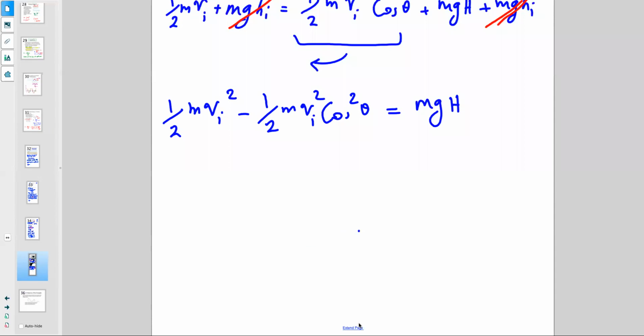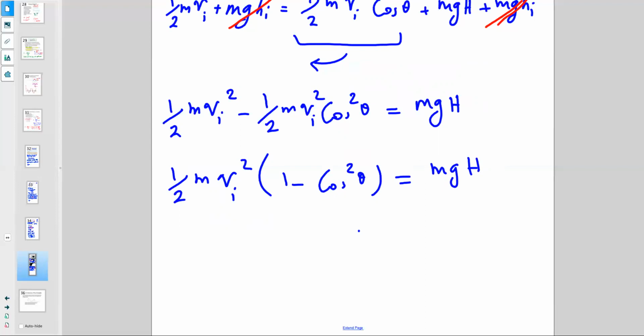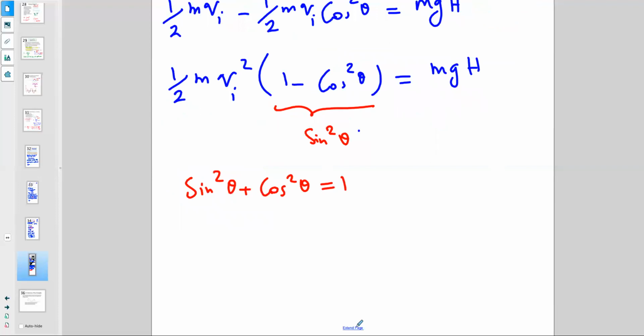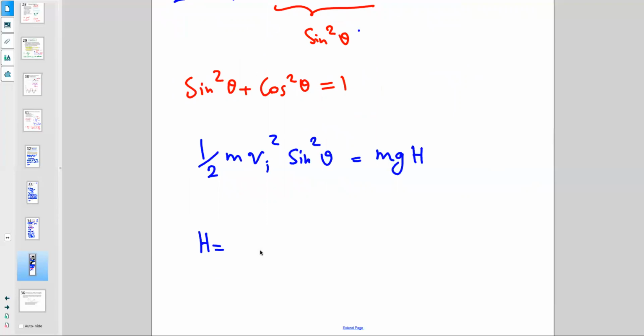Factoring out half m v i squared, you'll end up with 1 minus cosine squared theta equal m g h. This is just sine squared, because sine squared of an angle plus cosine squared of the same angle should be 1. So you can write half m v i squared sine squared theta being m g h, and you can also cancel out the m's. Then h is half v i squared sine squared theta.